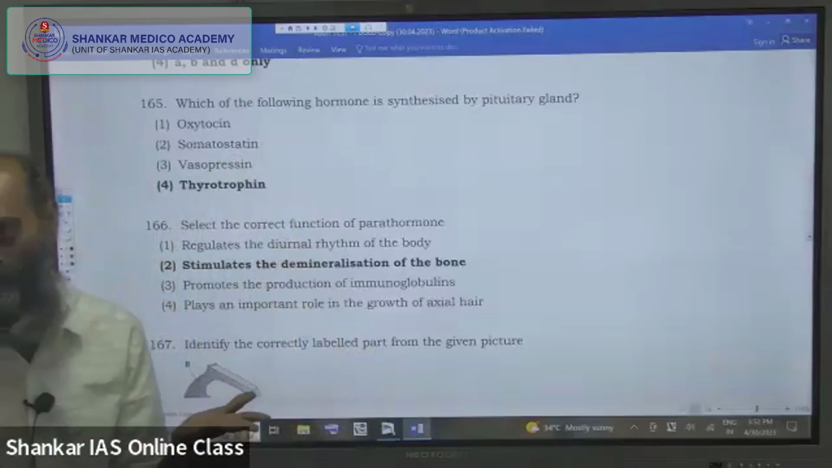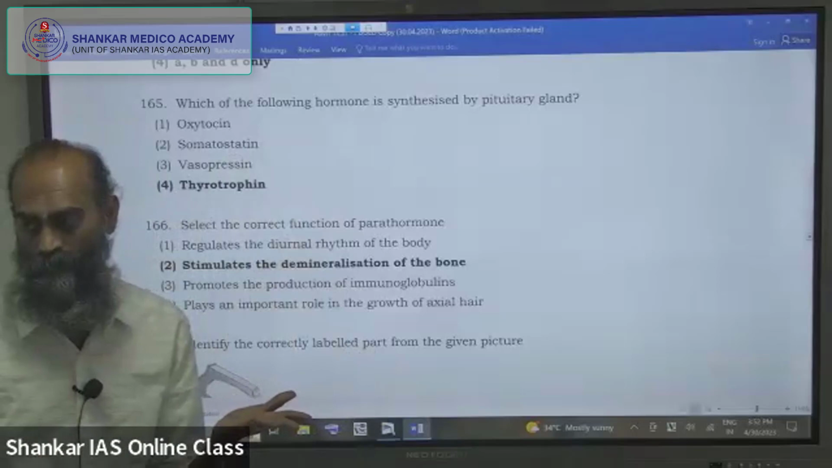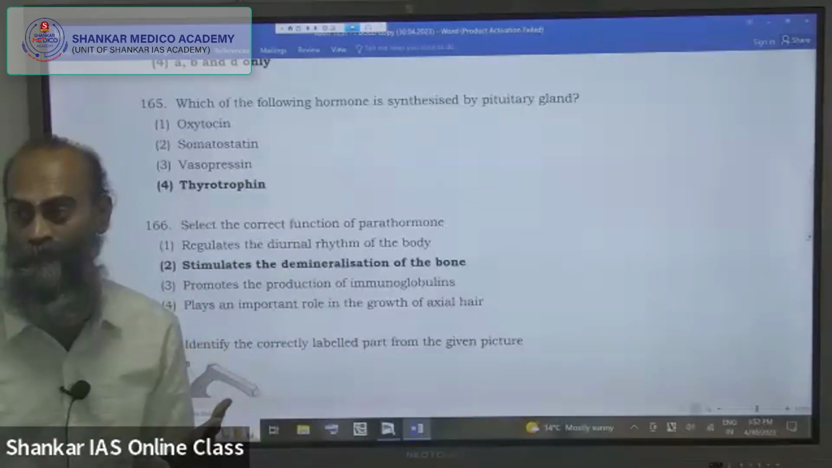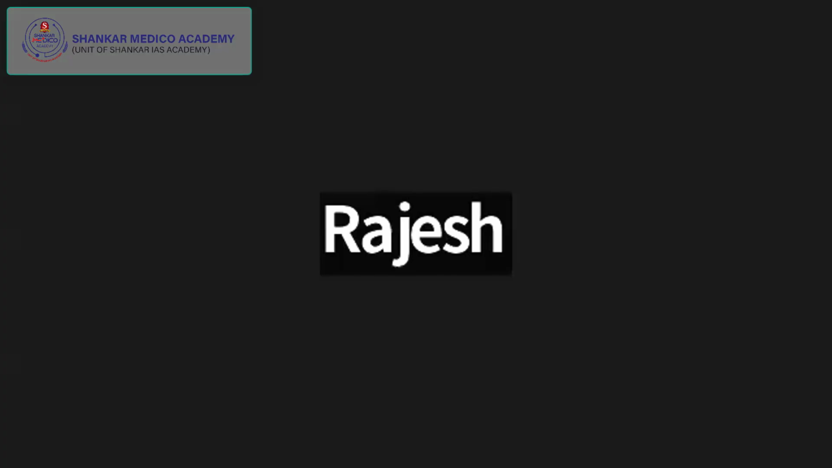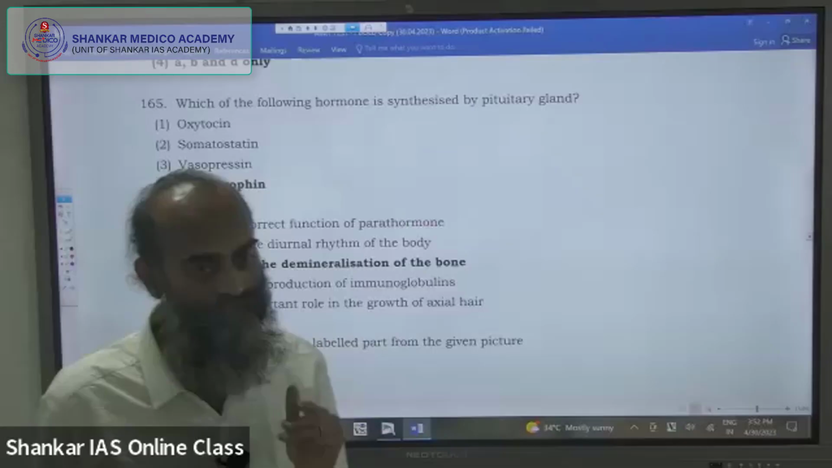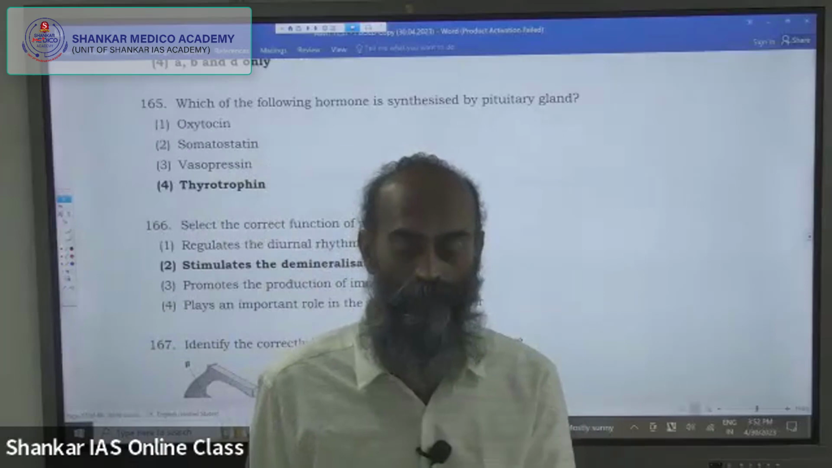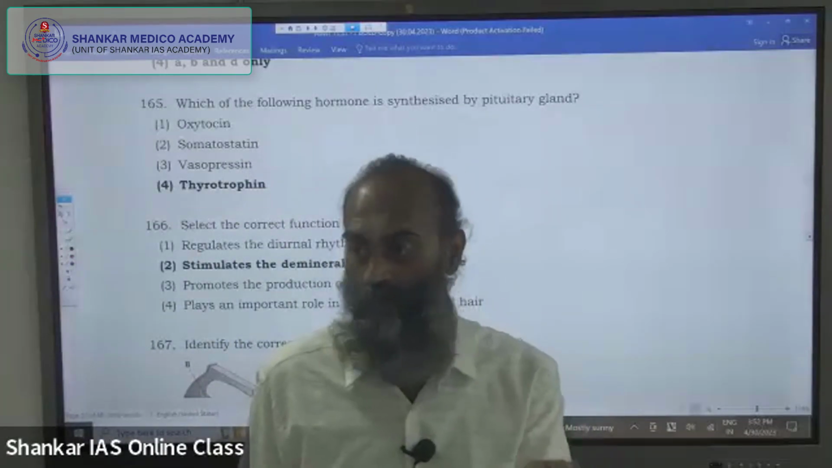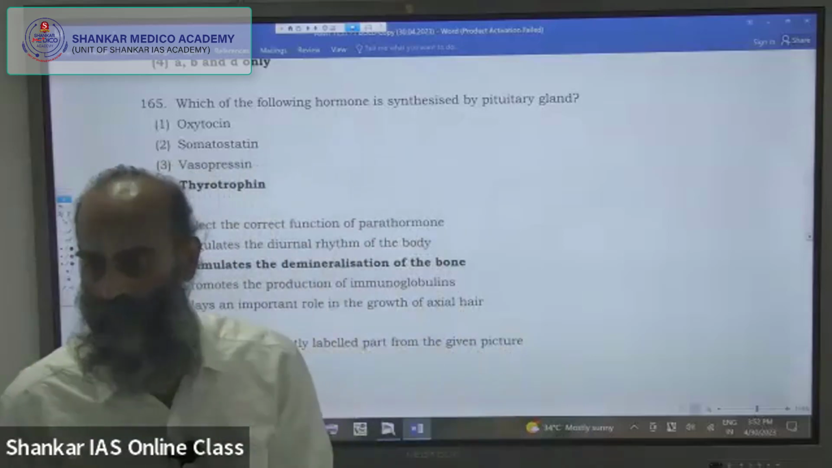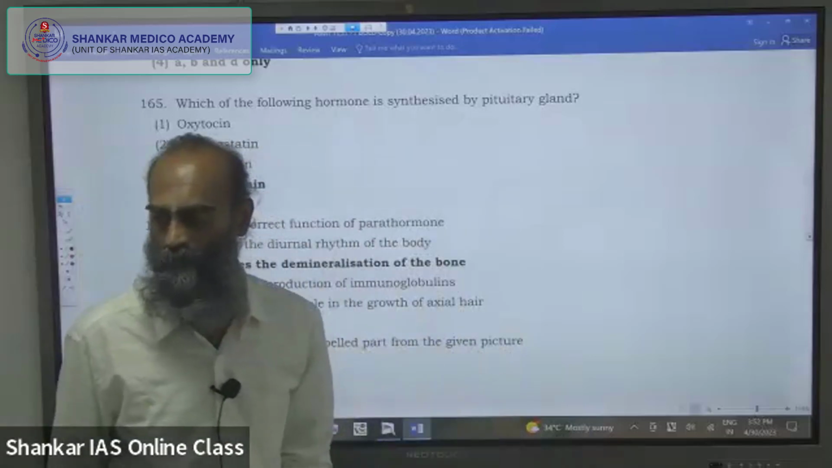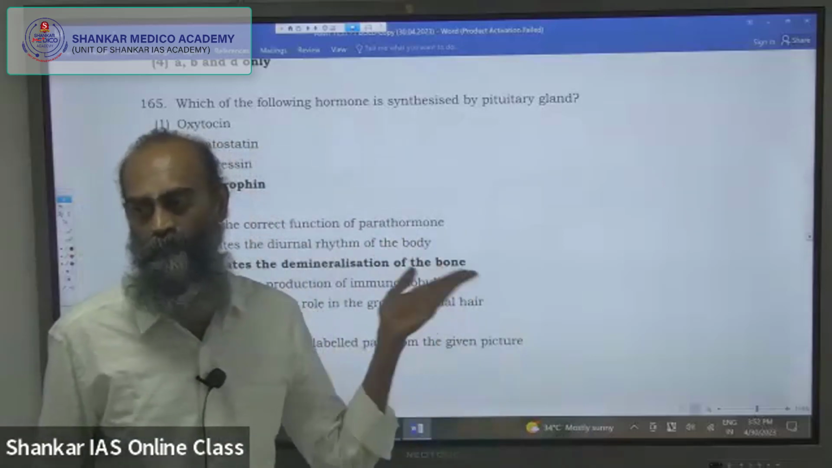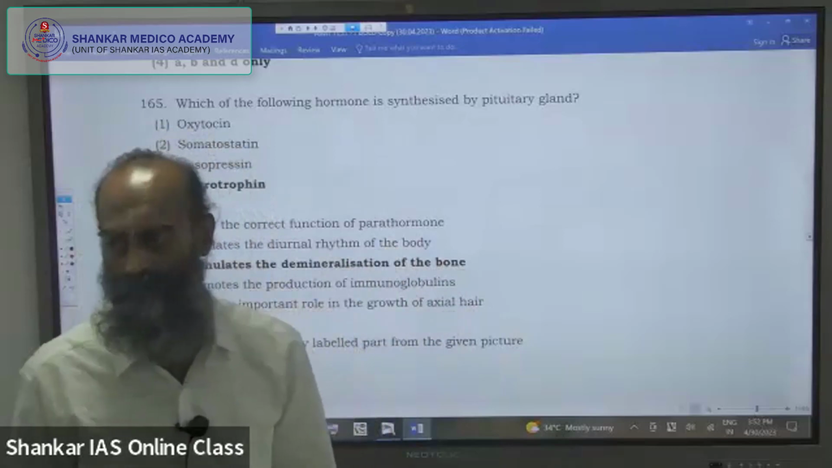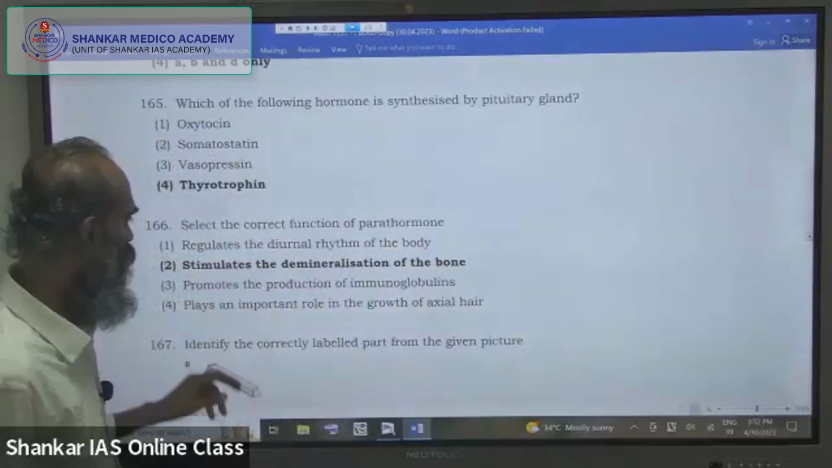Inhibits what? What is somatotrophin then? Growth hormone. Somatotrophin is growth hormone, and it is inhibited by somatostatin. That means somatostatin is growth hormone inhibiting hormone. Another name, simple: instead of somatostatin, if they give growth inhibiting hormone, that is also correct. Understood?